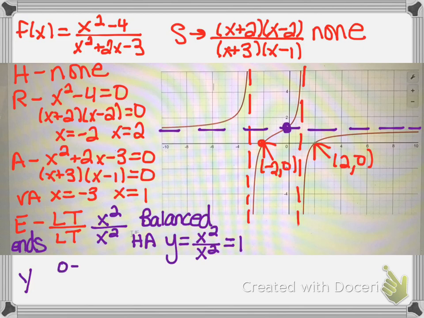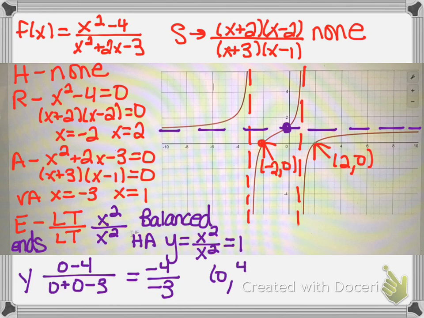So I plug 0 into my numerator, plug 0 into my denominator, and I have -4 over -3, so my y-intercept is at 4/3, which I can see. I need to erase where it crossed the horizontal asymptote if I'm going to do that. So I can see my y-intercept right there at 1 1/3. Okay? And so those are all of the analysis steps.